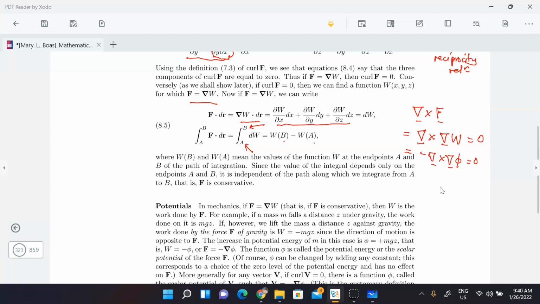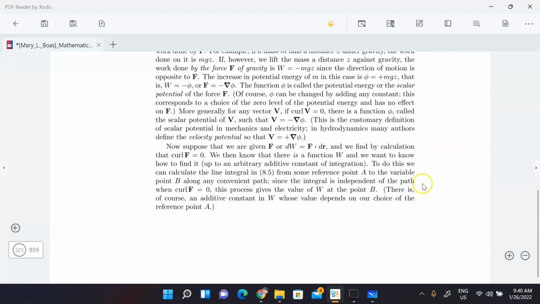So once you know it's conservative, then a good thing to do is to find the most convenient path, because it's now path independent. Then why do you need to do difficult integrals when you can take the most convenient path that gives you an easy integral?